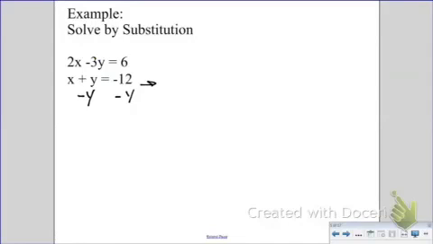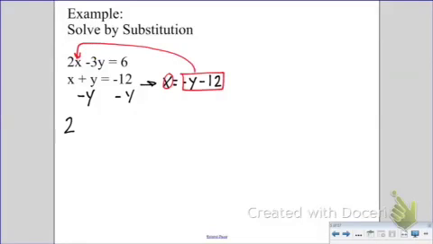Now this problem says x equals negative y minus 12. Okay, so now I have an x equals. Now remember what I said. I said that this x and this x are the same x. So therefore, I'm going to take what the x equals, negative y minus 12, and I'm going to plug it into that x right there.